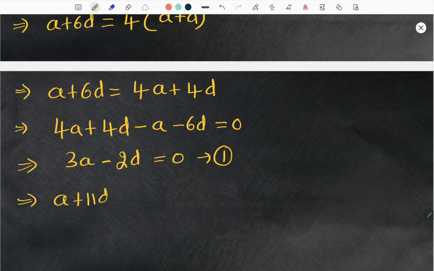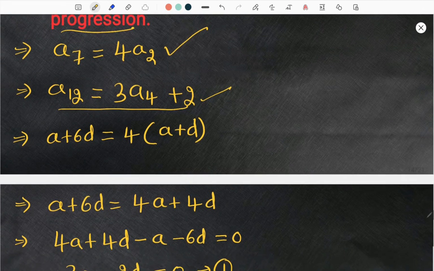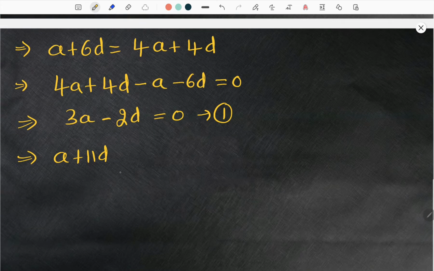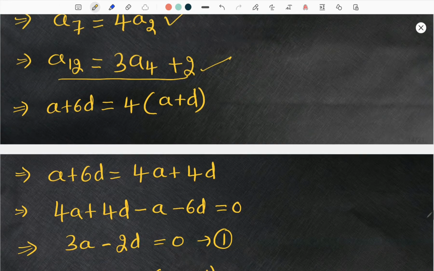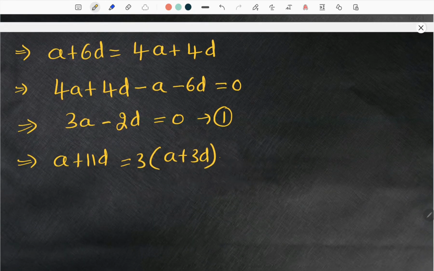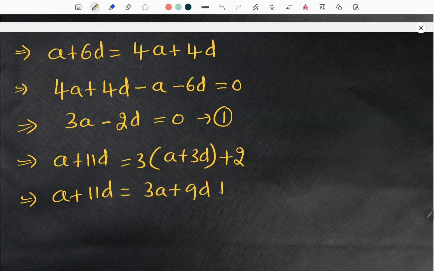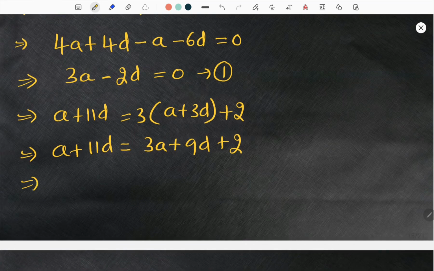a12 is a plus 11d, and it is equal to 3 times a4 plus 2. a4 means a plus 3d. So 3 bracket a plus 3d, then plus 2. Then you get one other equation, that is a plus 11d is equal to 3 into (a plus 3d), which is 3a plus 9d, then plus 2. Then afterwards I am going to carry all these things to that side. So it becomes 3a plus 9d plus 2 minus a minus 11d is equal to 0.